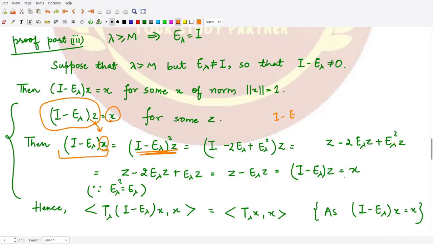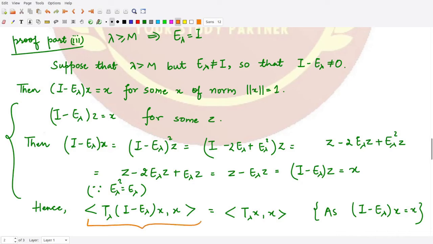Now we wanted to get a contradiction here for this case. Again, we are assuming the inner product, so for this inner product we wanted to have a contradiction. Let's see what we have here. We started with the inner product of T_lambda (I minus E_lambda) x with x. Now you know the value of this quantity; this value is equal to x only. We have just made out this thing, so this thing is equal to x only, right?